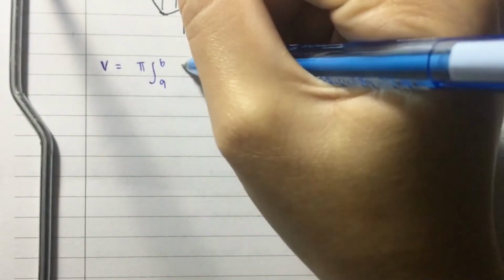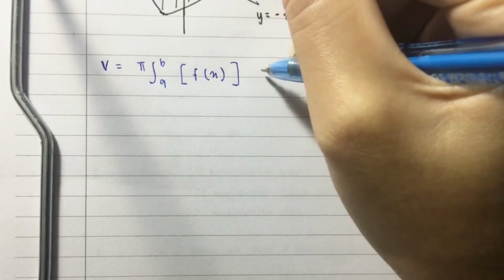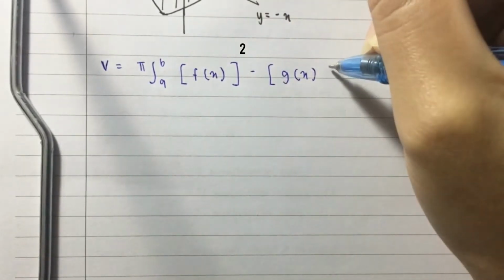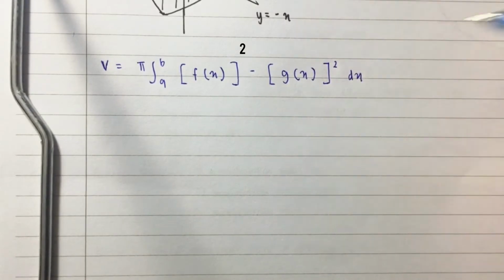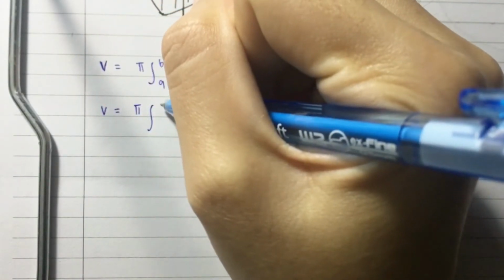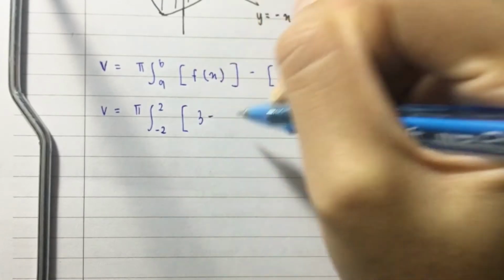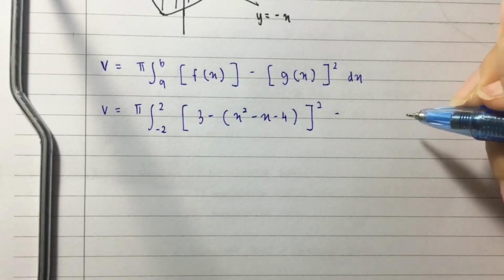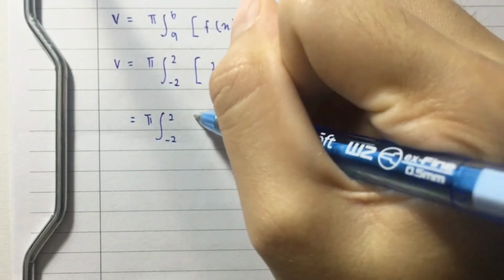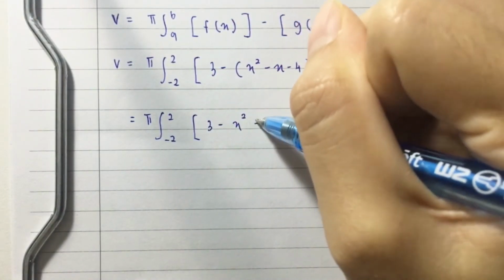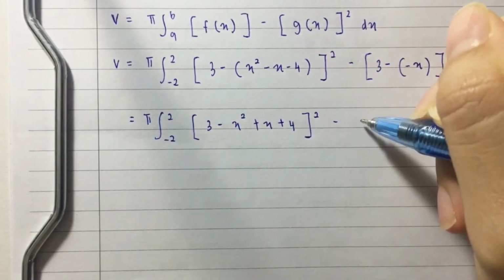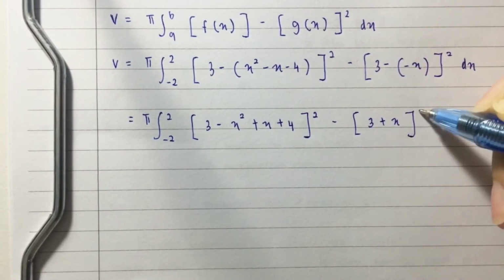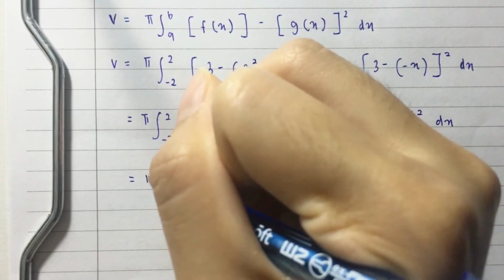So this is the formula. We integrate from a to b for f(x) squared subtracted with g(x) squared, dx. Next step, determine the outer layer, which is the curve, and the straight line will be the inner layer. Then we need to expand.